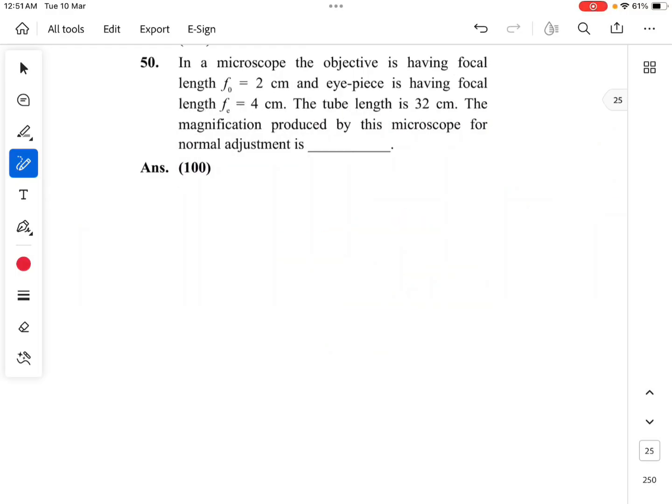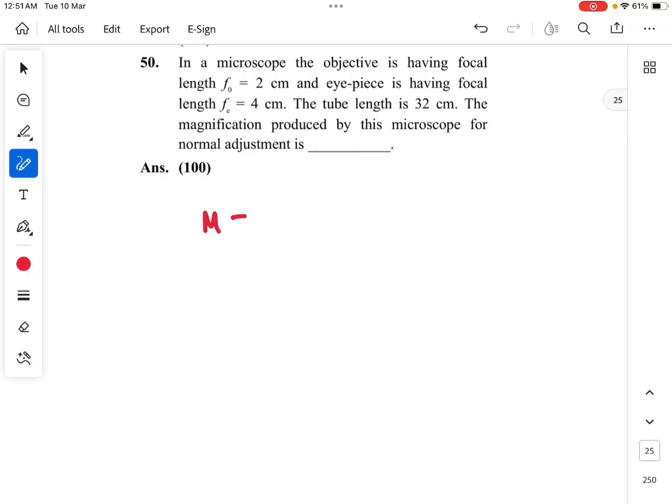Most of the students might have left this topic, that is microscope and telescope. They might probably think that this kind of question may not be given, so it may be a surprise for them. But a good student should always learn every possible topic in physics, at least physics, because physics mostly is easy, so you can do all the questions.